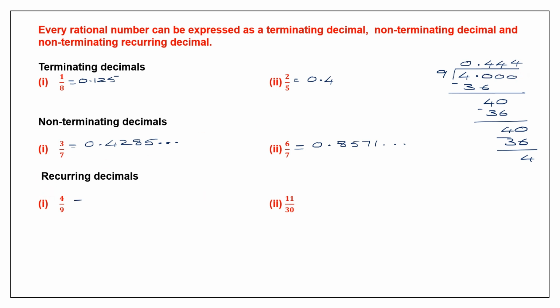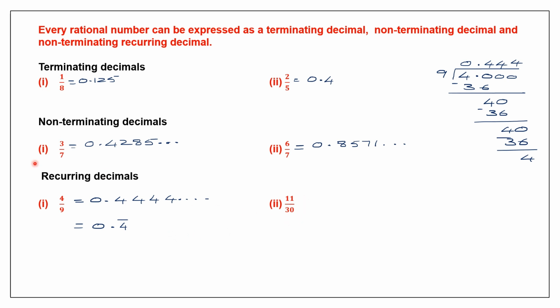So let's write our answer here. Our answer here is 0.444, and this will go on, so we put dots to represent that. We can also show it this way, 0.4, and put a bar above the 4. So this tells us that 4 is repeated continuously.